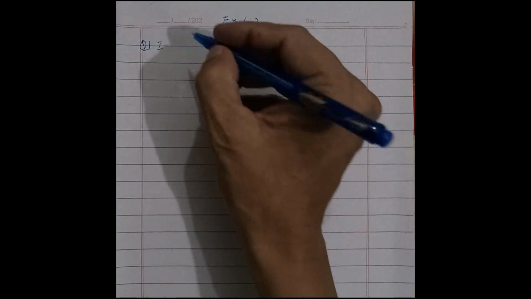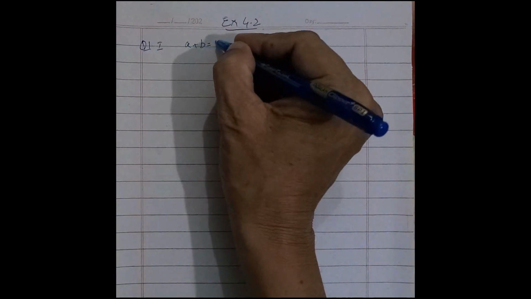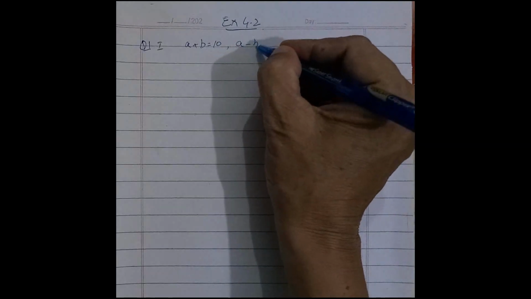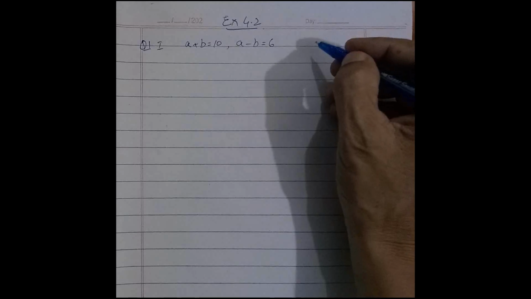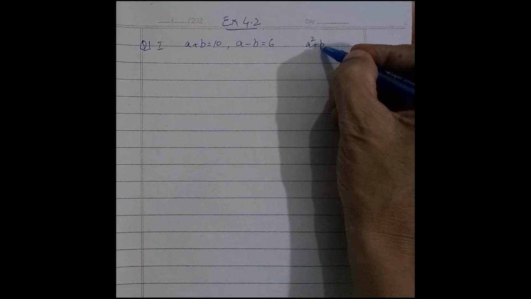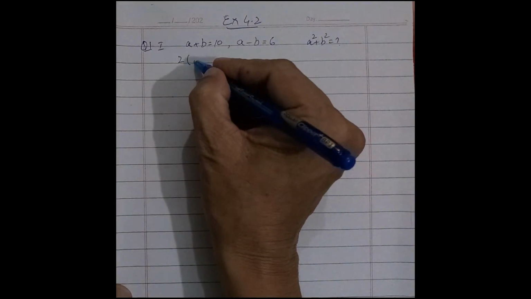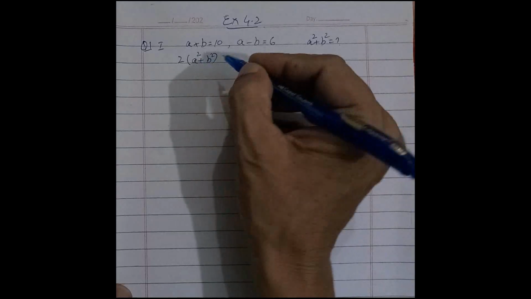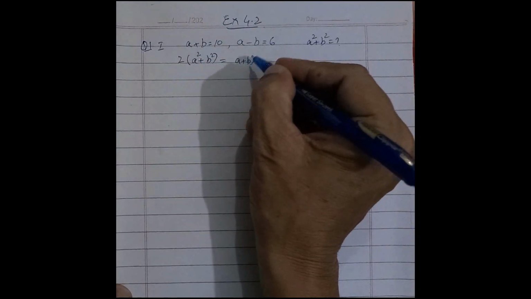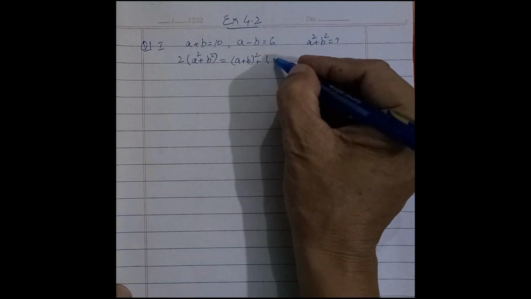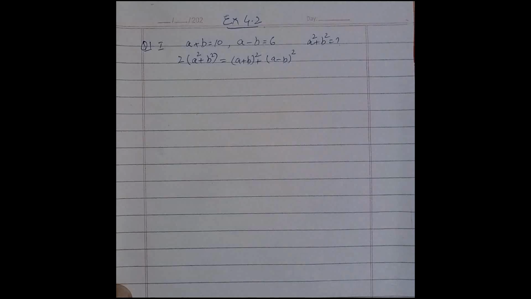and first part is we have given a plus b is equal to 10 and a minus b is equal to 6, and we find the value of a square plus b square. Now we apply the formula, which is 2(a square plus b square) is equal to (a plus b) whole square plus (a minus b) whole square. Now we put the value of a plus b and a minus b to solve the question.